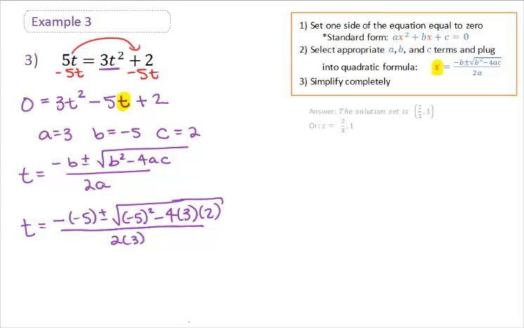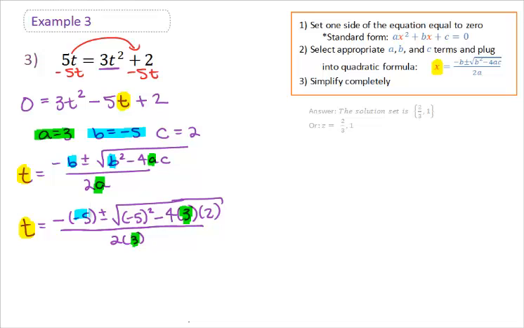So let's double check that we have everything plugged in appropriately. So again, my t variable I'm doing in yellow. My a I'll do in green. And so I have 3 in all of my a or green spots. My b I'll do in blue. So I have my b in all of those blue spots. And my c I'll do in this purple here. So I have c in all of my purple spots. So I've done step number 1 and step number 2. Now all I have to do is simplify completely.